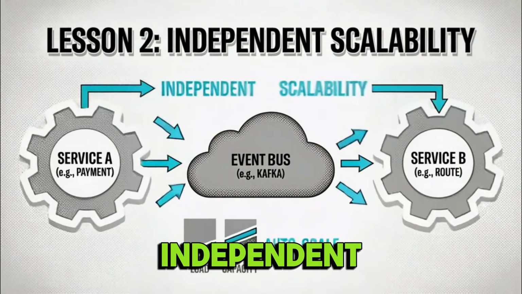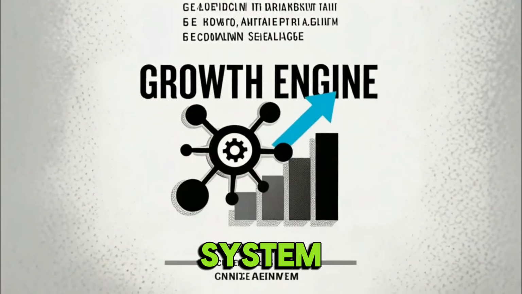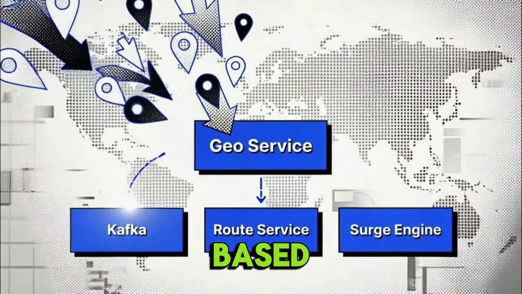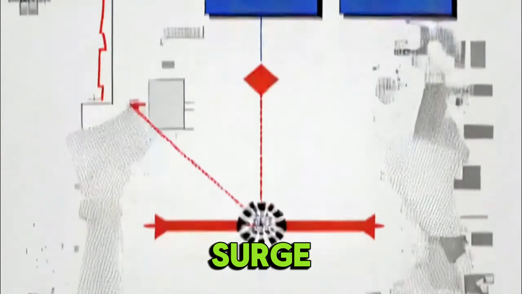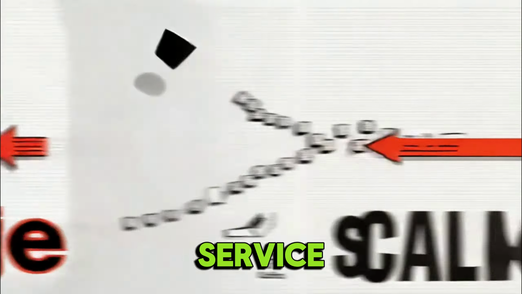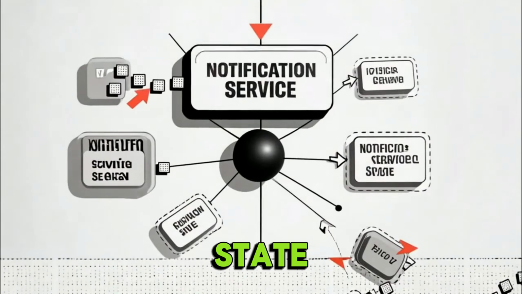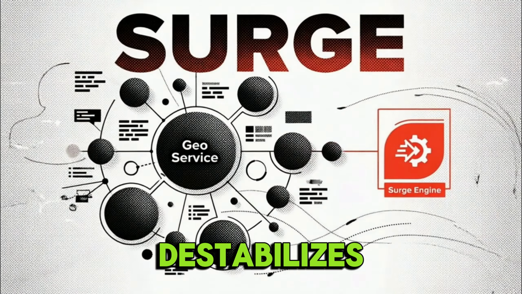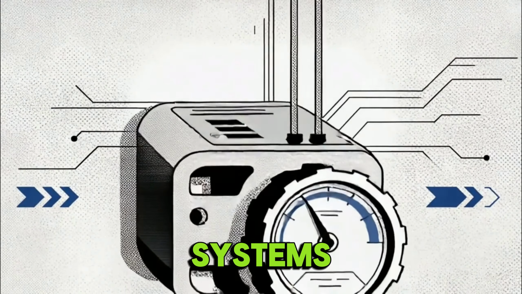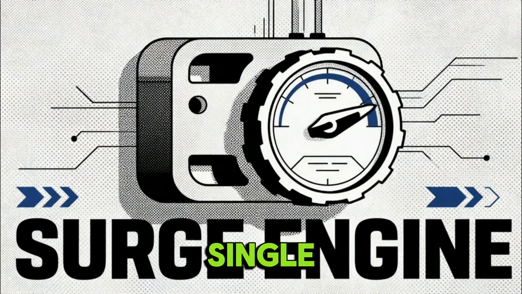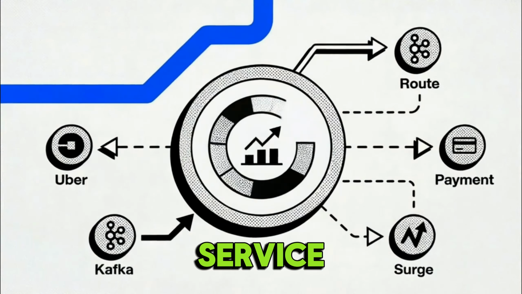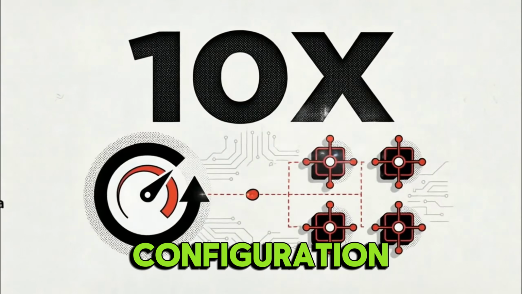Lesson 2. Independent scalability. Every service in Uber's system scales based on its own specific load metric. The geo service scales based on location query volume. The search engine scales based on the rate of incoming location events. The notification service scales based on the rate of ride state changes. Because these services are decoupled through Kafka, scaling one never destabilizes another. In your own systems, design each service around a single, clear scaling dimension. What metric drives the load on this service? Let that metric drive your auto-scaling configuration.